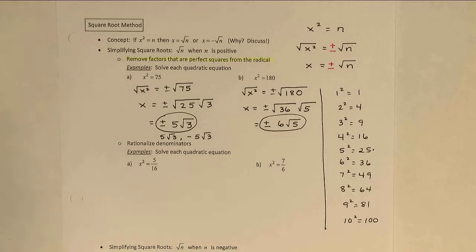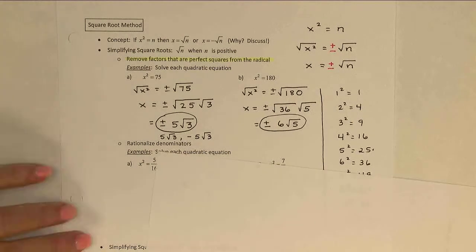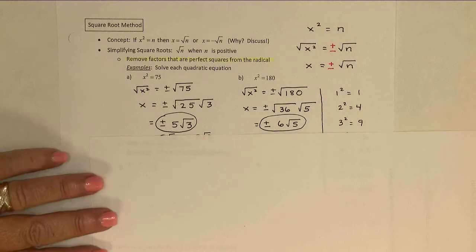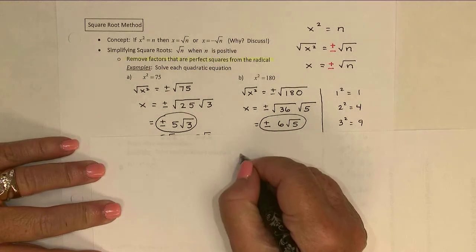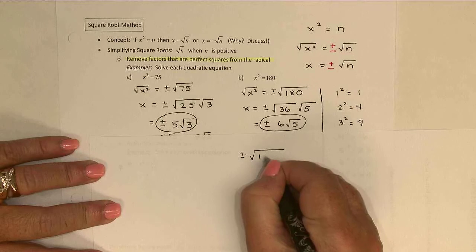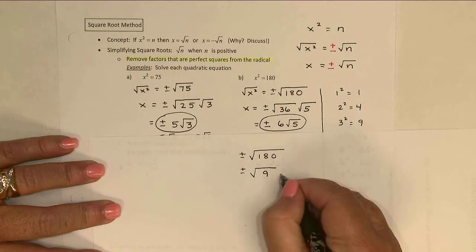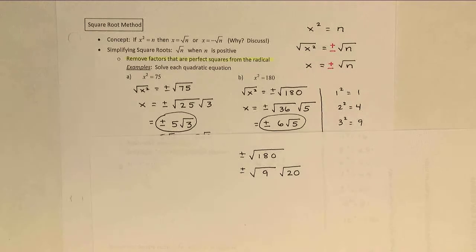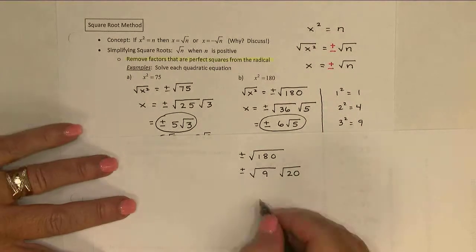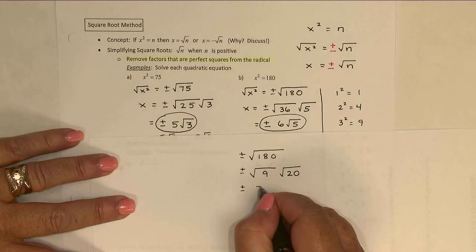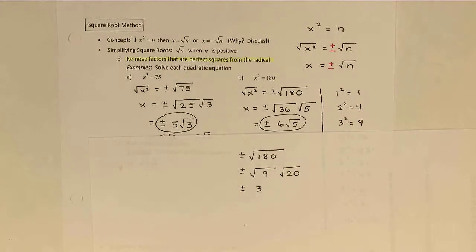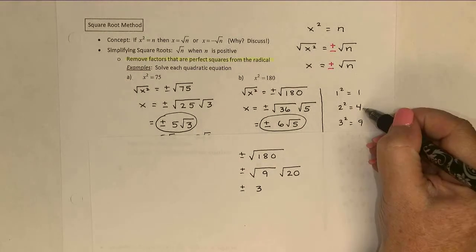If you didn't happen to see that 36, I just want to show you what would have happened. I'm just going to grab a sheet of scrap paper here. Let's say that I had that plus or minus the square root of 180. And I had happened to see that 9 goes in first. And so I went ahead and used 9 times 20. The square root of 9 is 3. But then I'm looking at that square root of 20 thinking, wait a minute, there's still a perfect square that goes in there evenly. 4.